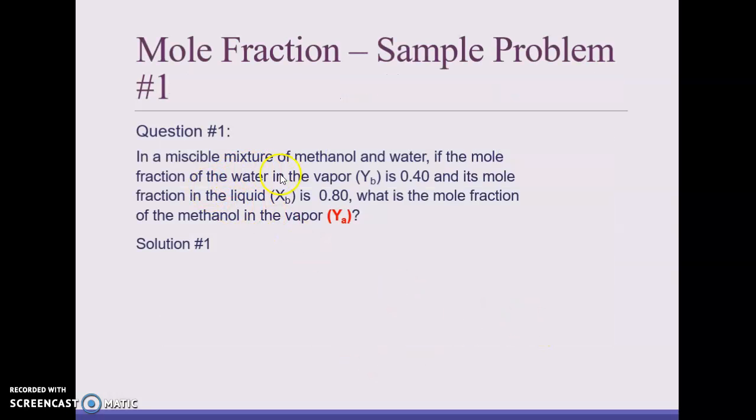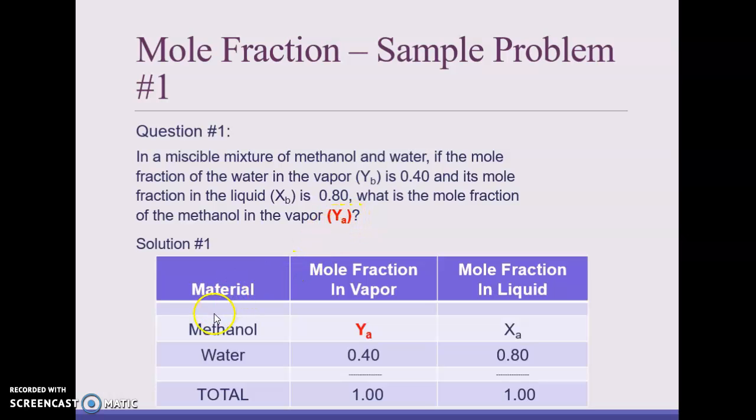Now, consider a mixture of methanol and water. If the mole fraction of the water in the vapor form is 0.4 and its mole fraction in the liquid is 0.8, what is the mole fraction of the methanol in the vapor form? So let's look at it. We're going to go to this table, okay? We have the materials, and then the mole fractions in the vapor, and then the mole fractions in the liquid. We're given that the mole fraction of water in the vapor is 0.4, and that the mole fraction of water in the liquid is 0.8.